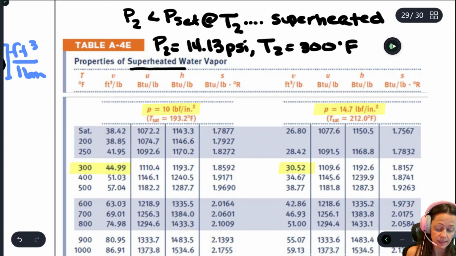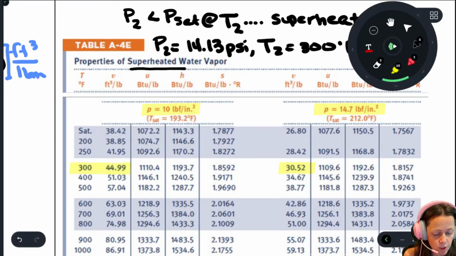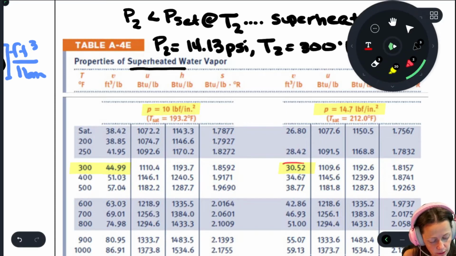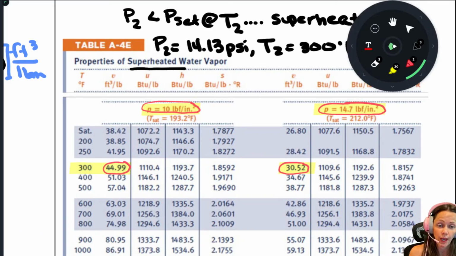I've got specific volume values for 300 degrees Fahrenheit for both of those. So I want you to take a note of this number, this number, this number, and this number, because I'm going to bring it down in the table below and create my own little table that I can interpolate really easily in.